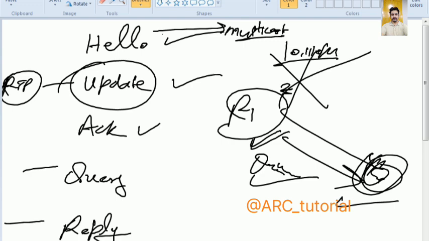So there are two different conditions. In one condition you will not configure your neighbor statically, so they will form neighborship dynamically. In the other condition you will configure your neighbors statically, and then they will send all types of packets as unicast.